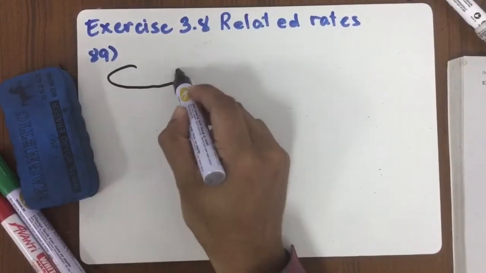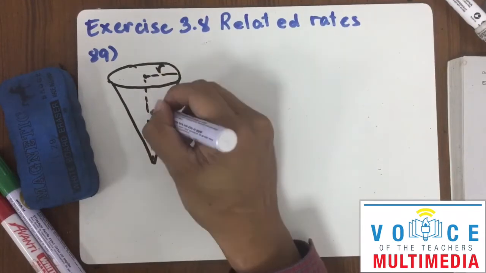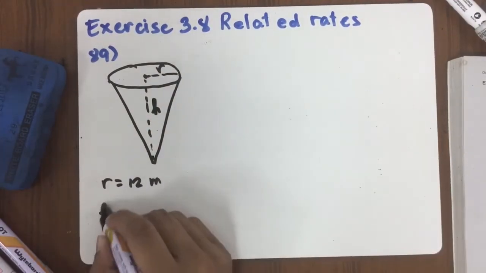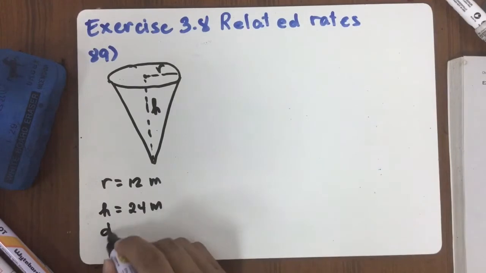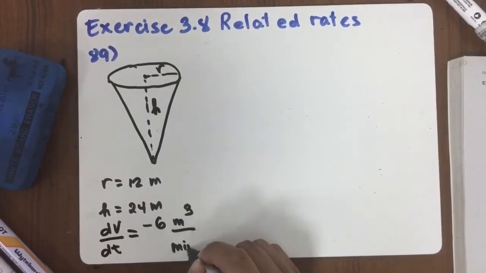Let us begin by sketching our cone and writing down the things that we know about this cone. This is an inverted cone. Ang kanyang dimensions are 12 meters ang kanyang radius, ang kanyang height is 24 meters, dV over dt is negative 6 cubic meters per minute.